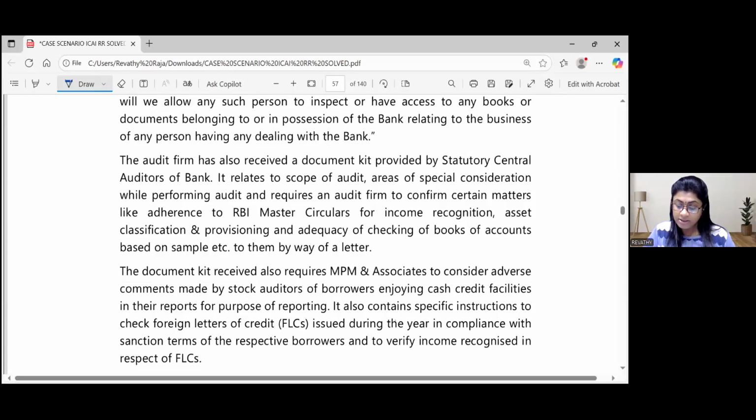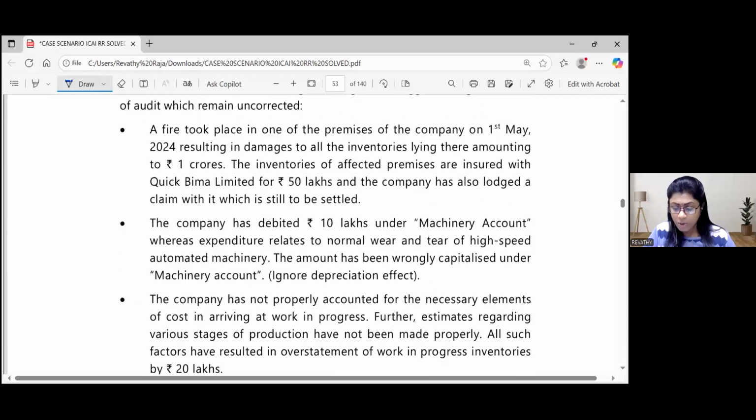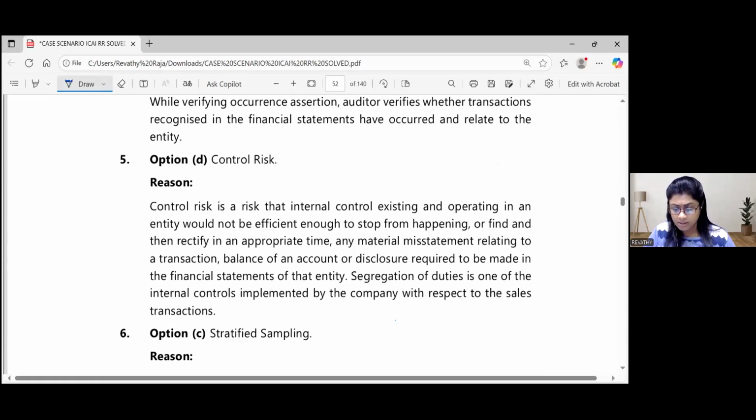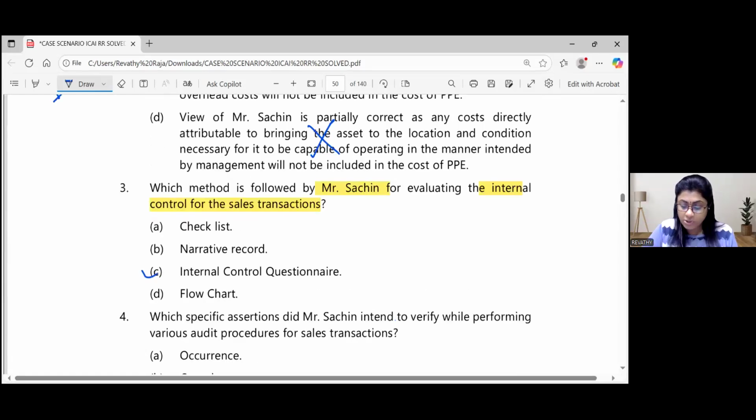Okay, it's internal control questionnaire. And totally how many tools are there? 4 tools, right? So here it is internal control questionnaire. What is a checklist? Checklist is a tool wherein the audit staff will fill it. Narrative record is a descriptive record. Flowchart is a pictorial representation. Here it is a comprehensive tool filled by the client staff. So the answer is questionnaire.